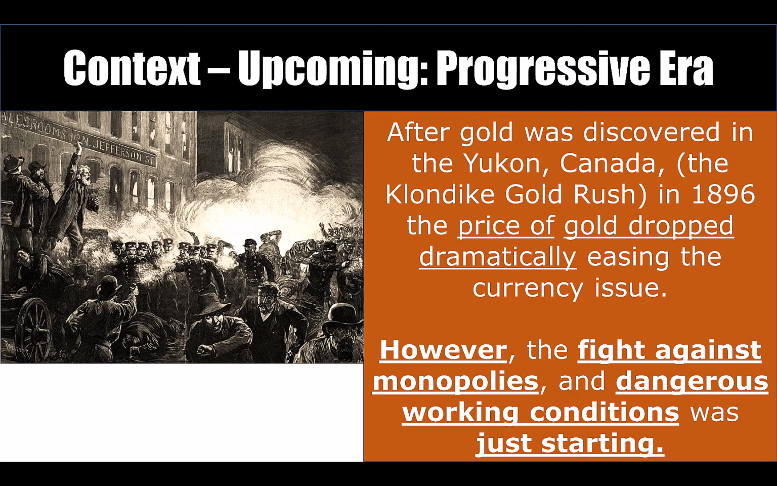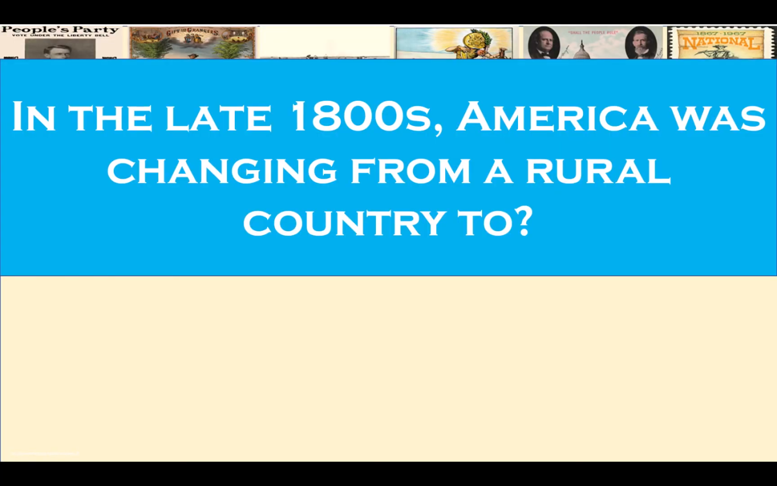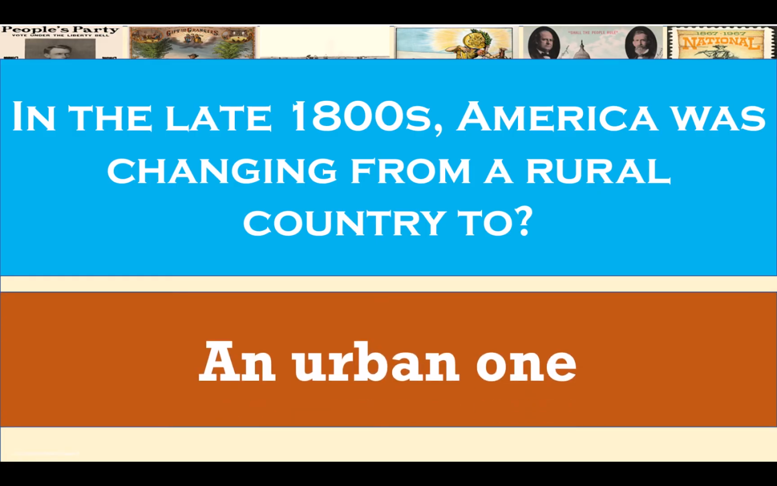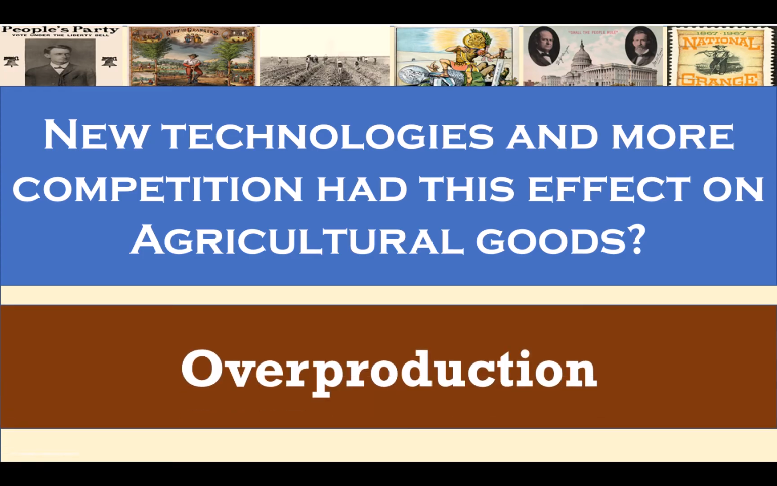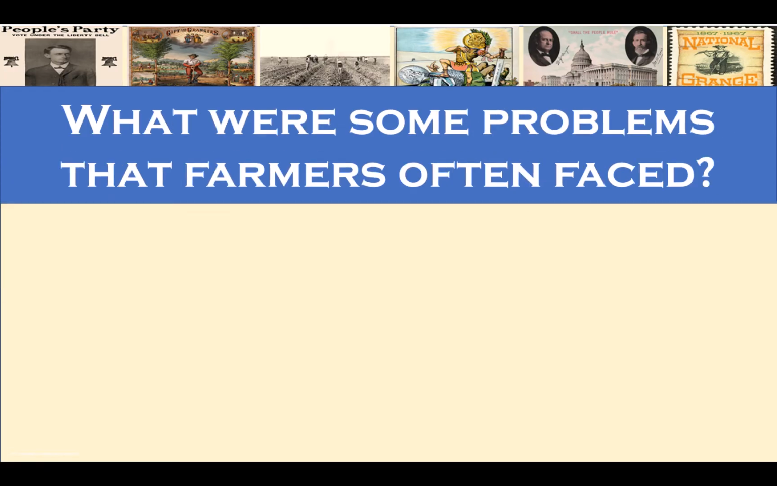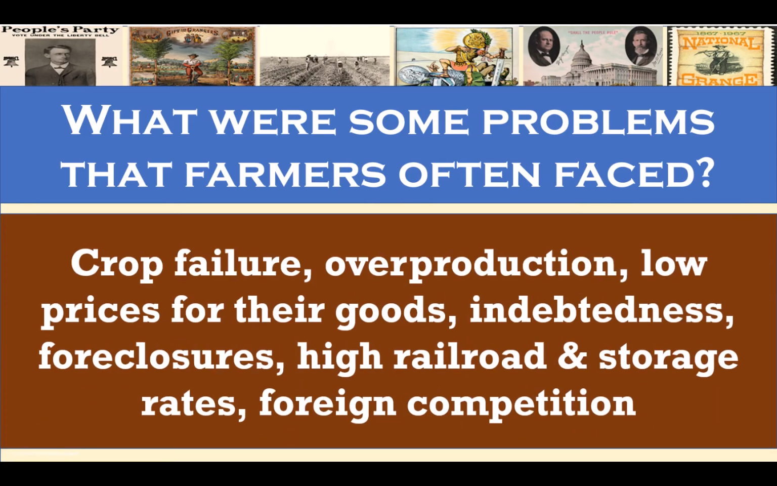But before we do, let's review. In the late 1800s, America was changing from a rural country to what? They were moving where? An urban country, or cities and large towns. New technologies and more competition had this effect on agricultural goods: overproduction and a surplus. What were some of the problems that farmers often face?